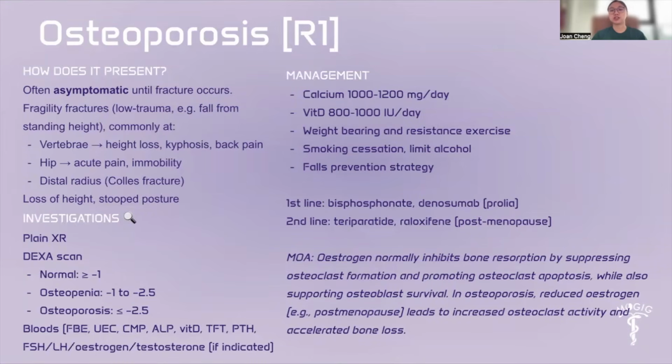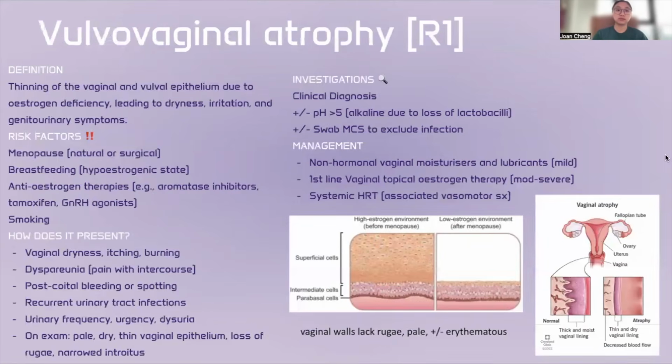So the mechanism of action basically is when estrogen normally inhibits bone resorption by suppressing osteoclast formation and promoting osteoclast apoptosis, but also supporting osteoblast survival. In osteoporosis, women with reduced estrogen during the postmenopausal phase can have increased osteoclast activity and accelerated bone loss.